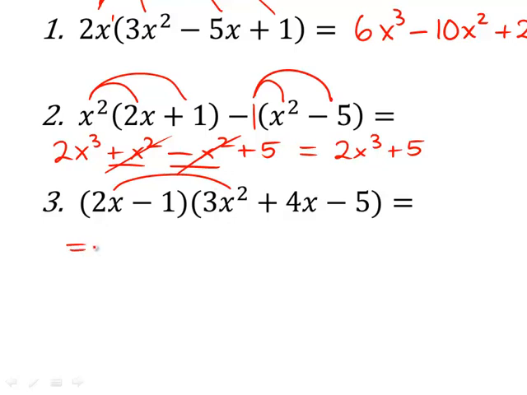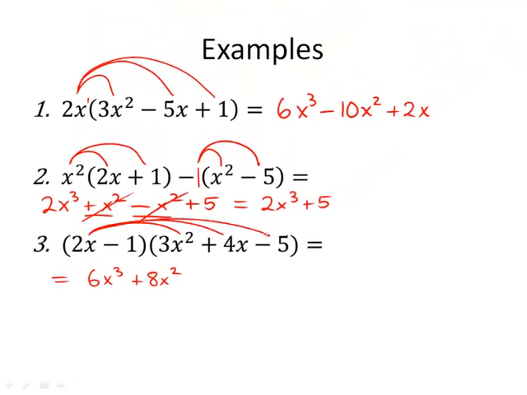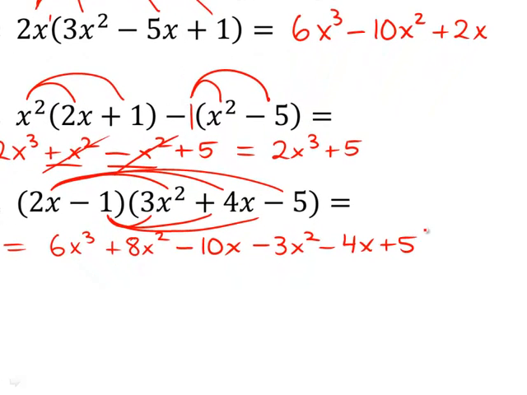2x times 3x squared, both positive, giving us positive 6x cubed. 2x times positive 4x gives us positive 8x squared. Positive 2x times negative 5 is negative 10x. Negative 1 times 3x is negative 3x squared. Negative 1 times positive 4x is negative 4x, and negative 1 times negative 5 is positive 5.